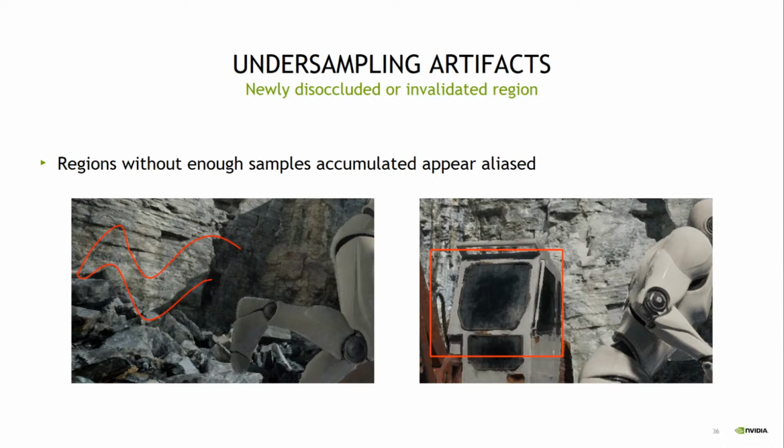The last challenge is undersampling artifact. It happens whenever there is a newly disoccluded region that doesn't have enough samples to produce a decent image. Those regions may either appear overly sharp and aliased, or just contain noises that aren't stable. There are many ways to soften that effect, ranging from simple spatial filtering to applying morphological anti-aliasing techniques. All of those have been implemented in games and engines.